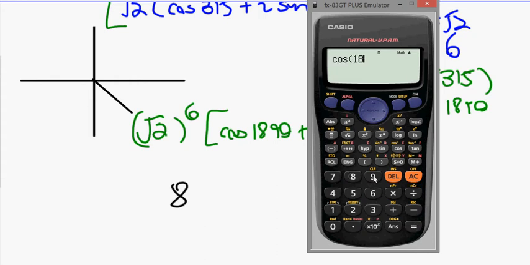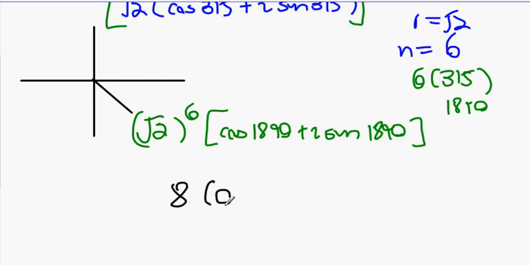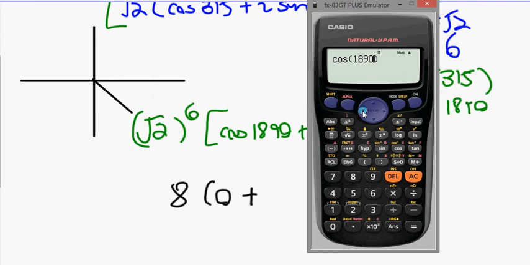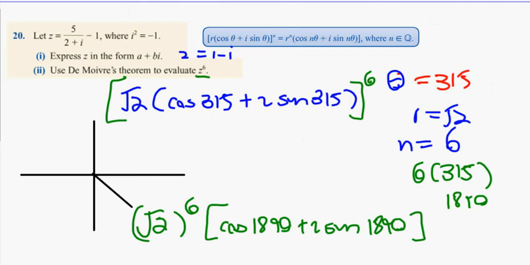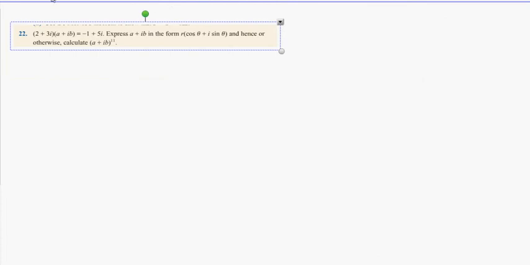Cos 1890 is 0. So 8 times 0 plus, now sin 1890 is going to be 1. So we're going to get 0 plus 8i for question 20. Okay, so question 20 is just going to be 8i, which we have there. So 22.